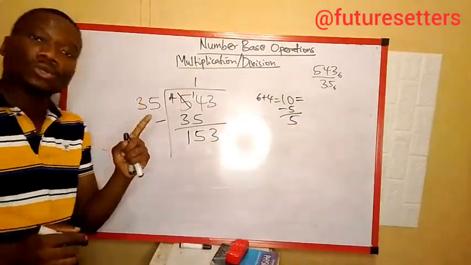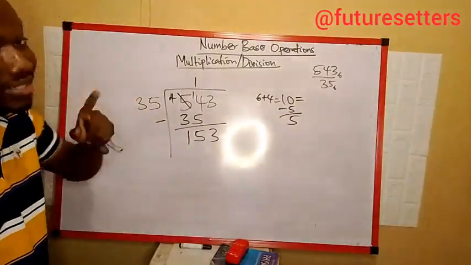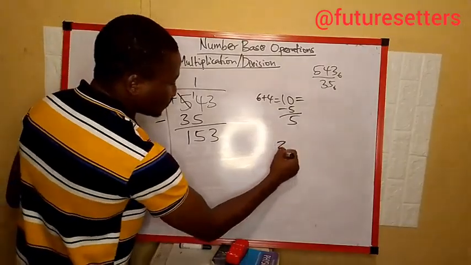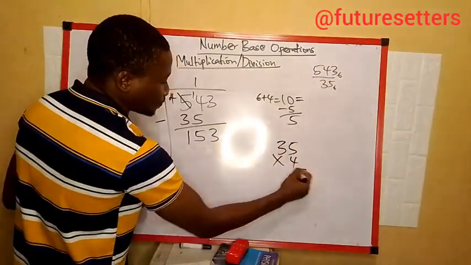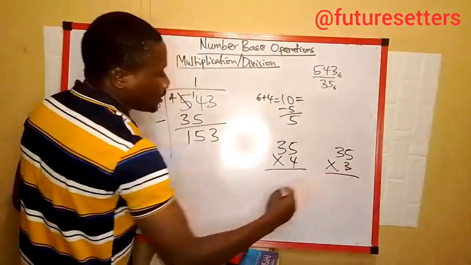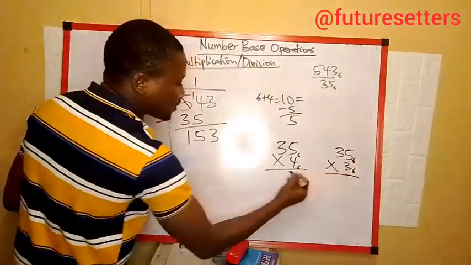Now, not normal multiplication. How many times can 35 multiply itself in respect to base 6 to give you 153? So let's check 35 times 4, and let's try 35 times 3 in respect to base 6. So this is base 6.